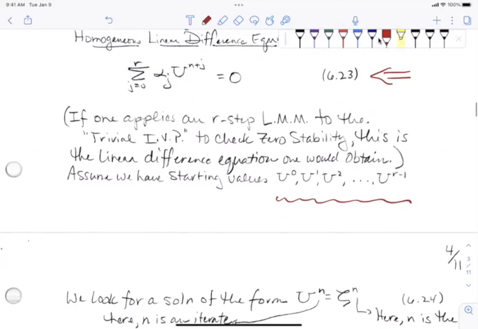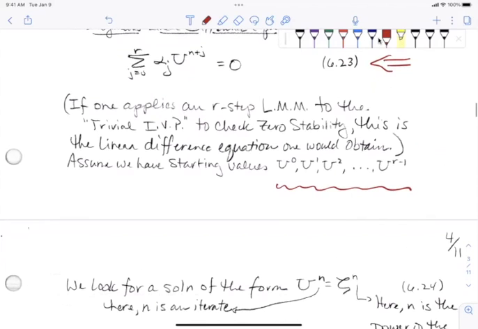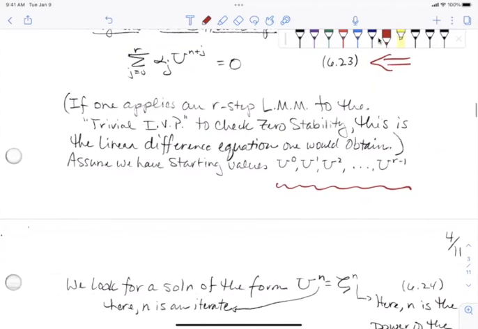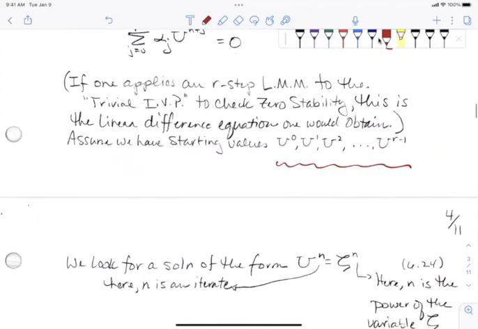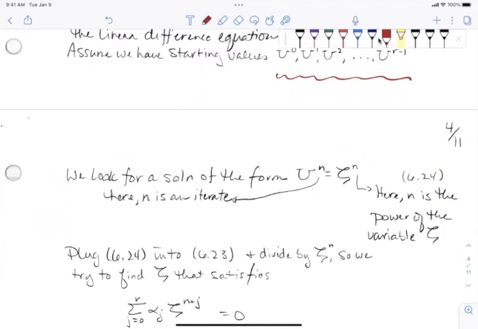So you're looking for a U^n that is of the form zeta to the power of n. All right, that's your solution form. Now, here is the big thing to pay attention to. On the left side, this n represents an iterate of your approximation scheme. So U^n is still a time step counter for us, okay?